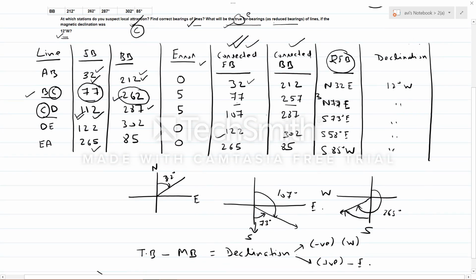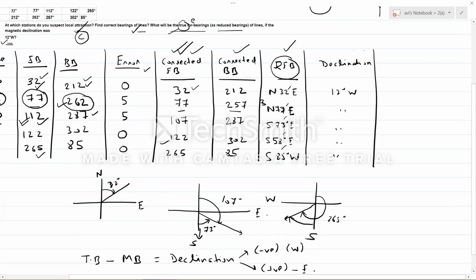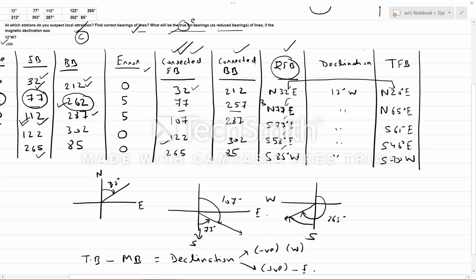You have already calculated the fore bearing in reduced fore bearing format. So you can directly subtract 12 degrees west in all the values and you will get the true fore bearing, which I am writing as TFB. True fore bearing as north 20 degrees east. Similarly, north 65 degrees east, south 61 degrees east, south 46 degrees east, and south 73 degrees west. I simply subtracted 12 degrees everywhere in all the questions.